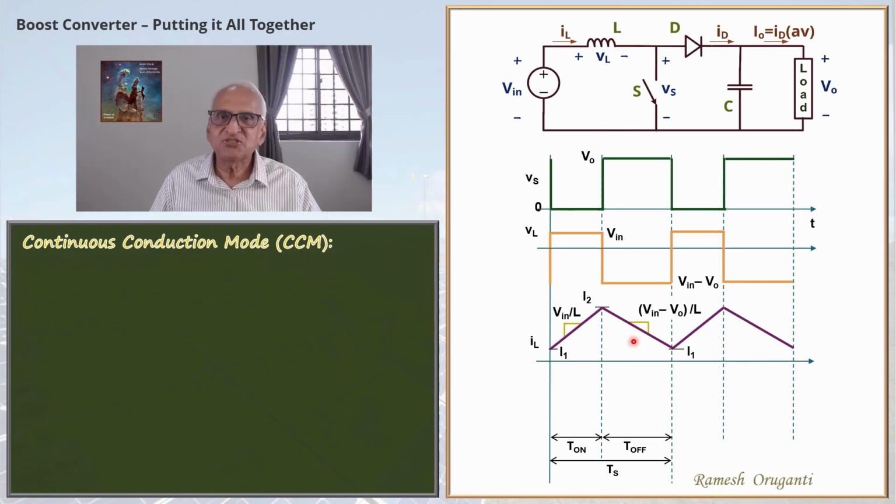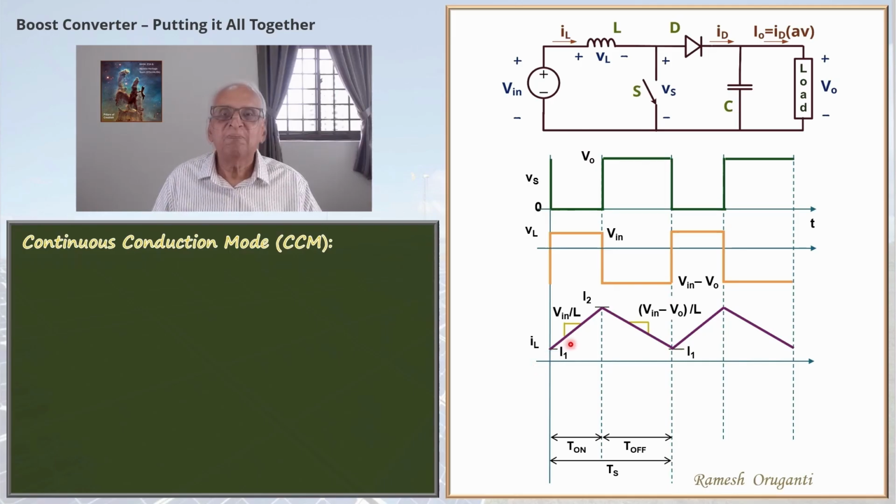And then when the switch is off, the diode conducts and the inductor current falls at a slope of Vin minus Vo by L. Vo is higher than Vin, so Vin minus Vo by L is a negative slope. Because we are assuming that the operation is under steady state, the current returns to the same value I1 as we started with.